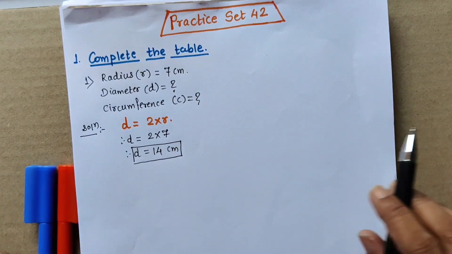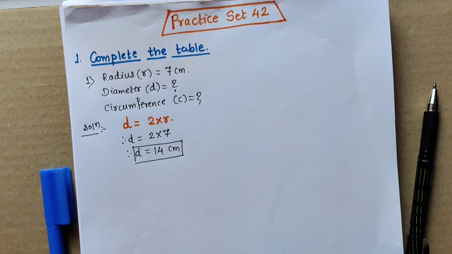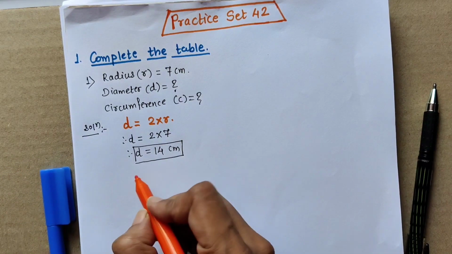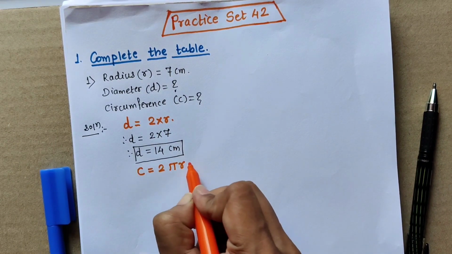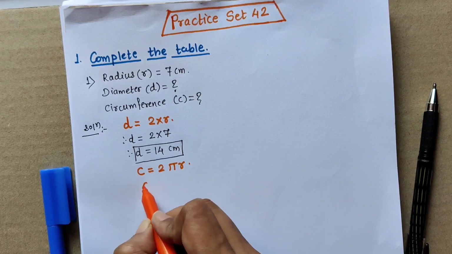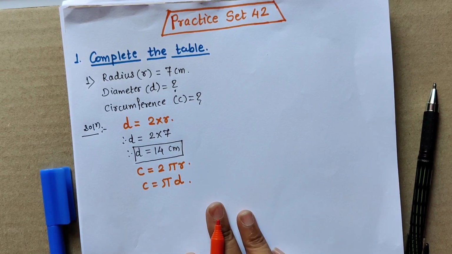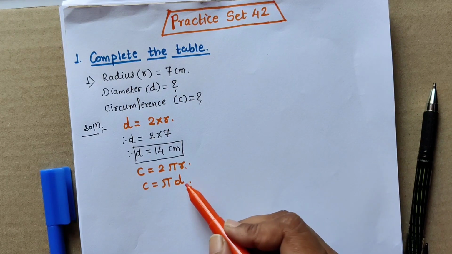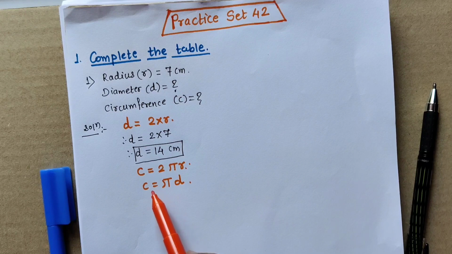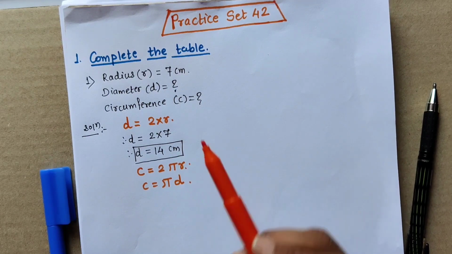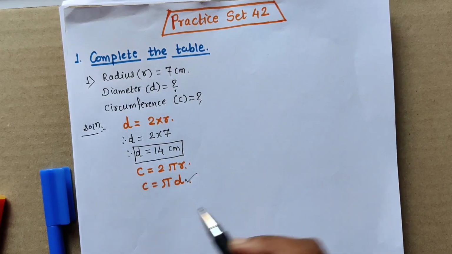Whichever formula is applicable we can use. We have two formulas for circumference. Circumference is equal to 2 pi r. This is one formula, and circumference is equal to pi d. We can use any one formula from these because we know the value of r, and we also know the value of d. Just now we have got the value of d. So we can use either the first formula or the second formula. I will be using this second formula.